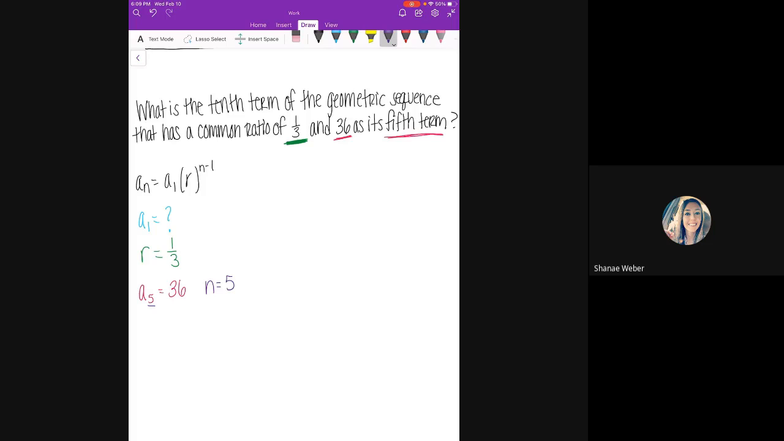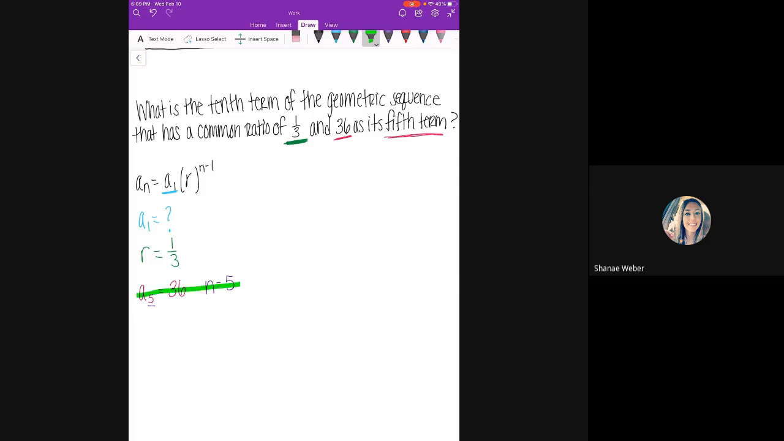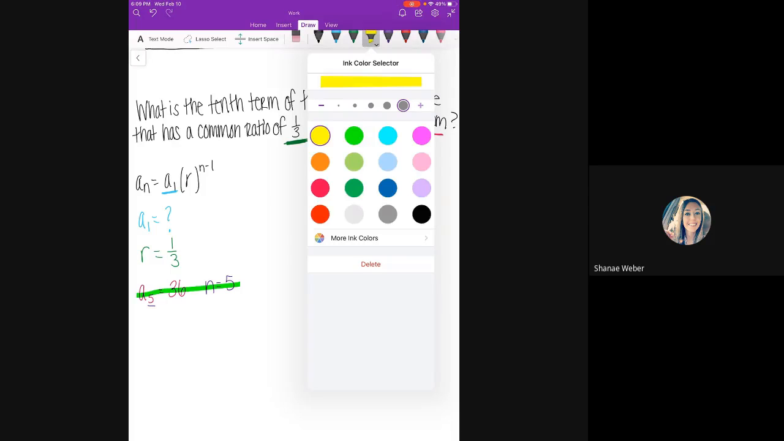All right, so our goal first, before we can find the 10th term, we really need to know what that first term is. So we need to find a sub 1. So we can do that using this information here. We're going to use this information here to help us solve for A1. So I'm going to plug in what I know into this equation up here.